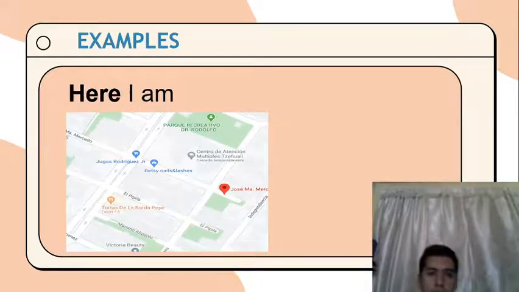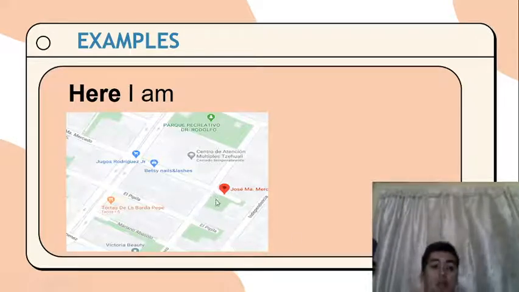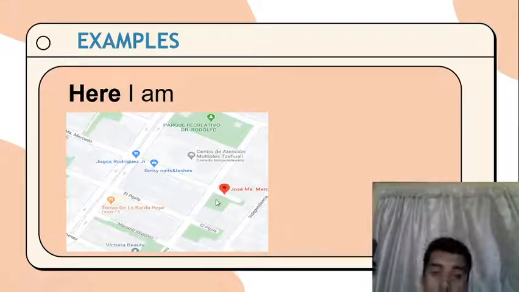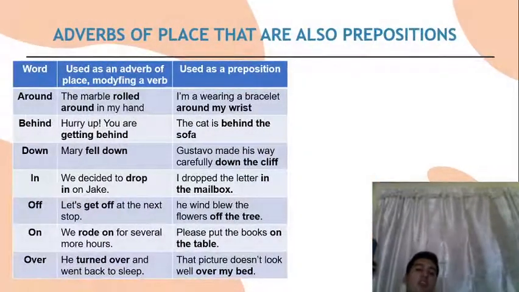Here I am. I am making emphasis on my location. Here I am. Well, guys, this is my address. This one. So, here I am. Why? Because I am putting emphasis. Well, let's change the topic.